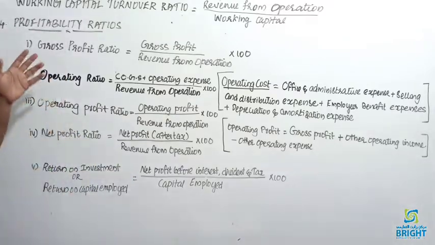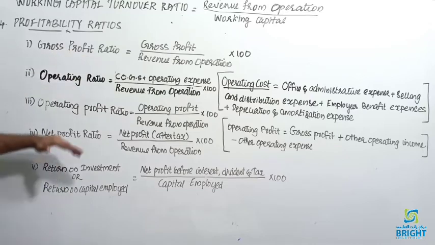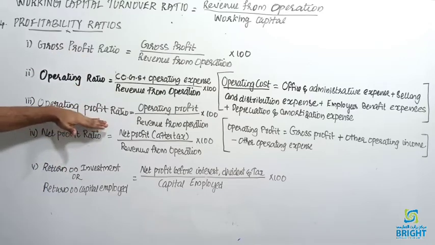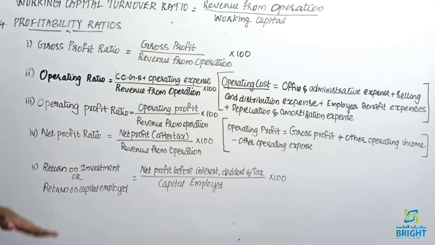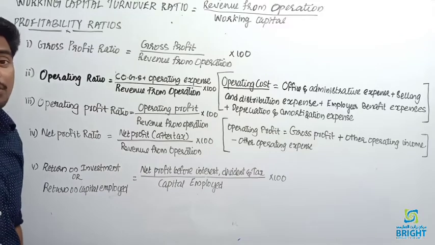So these are all the ratios that come under profitability ratios: gross profit ratio, operating ratio, operating profit ratio, net profit ratio, and return on investment or return on capital employed ratio.